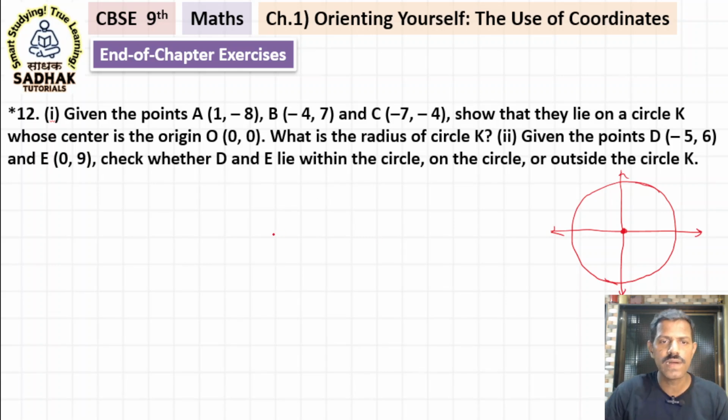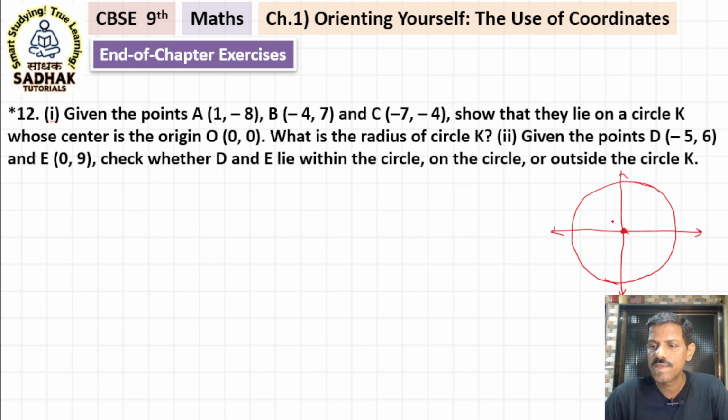So now let us start solving question number 12. In question number 12, they are saying that there is a circle K and the center of this circle is at the point of origin, that is the intersection of x-axis and y-axis. And somewhere there are these 3 points A, B and C, and we have to show that they lie on this circle.